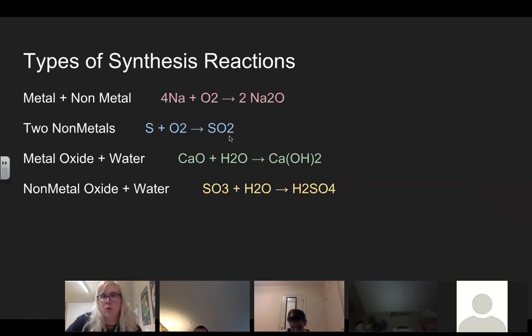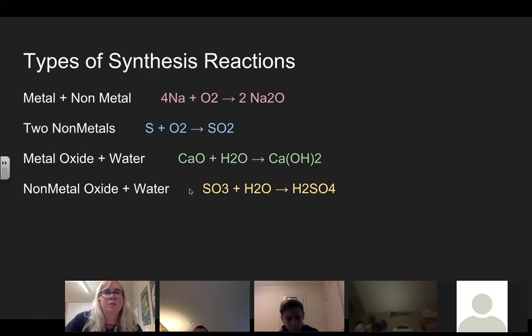Again, if you see the full reaction, it's really obvious. When we take away those products and you have to predict, that's when it gets hard. So use these examples, right? Even if you just write the white parts here, metal plus non-metal, two nonmetals, metal oxide plus water, non-metal oxide plus water, that will help give you some hints about what would happen. They're going to form together into one compound. All right, any questions about synthesis reactions?